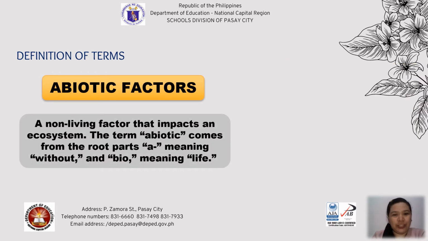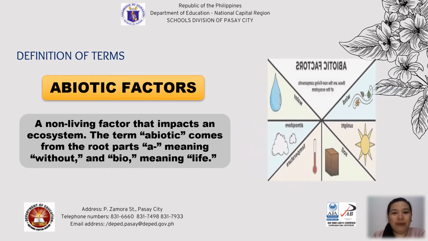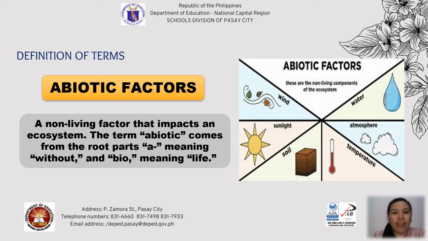Abiotic factors, the non-living factors that impact an ecosystem. The term abiotic comes from the root parts a, meaning without, and bio, meaning life. We have here different abiotic factors. We have wind, water, sunlight, atmosphere, soil, and temperature.